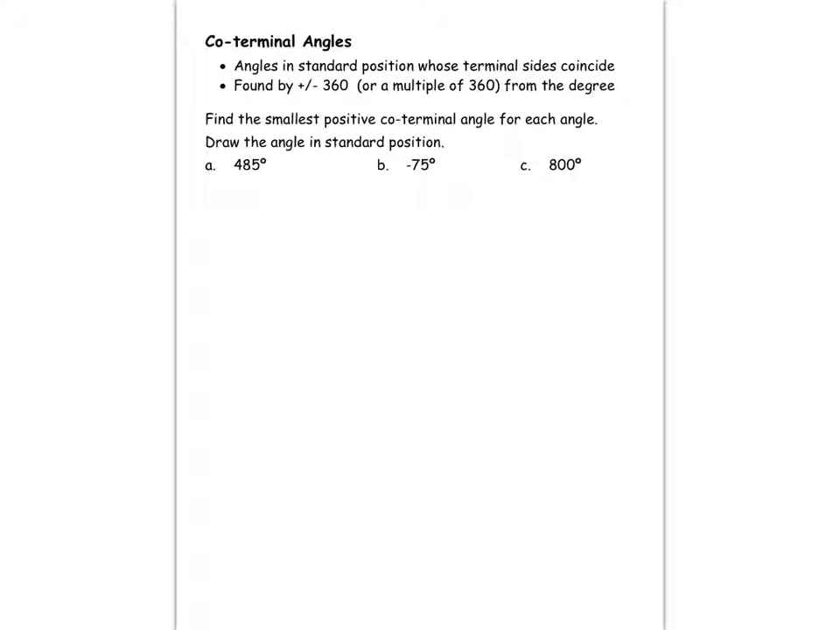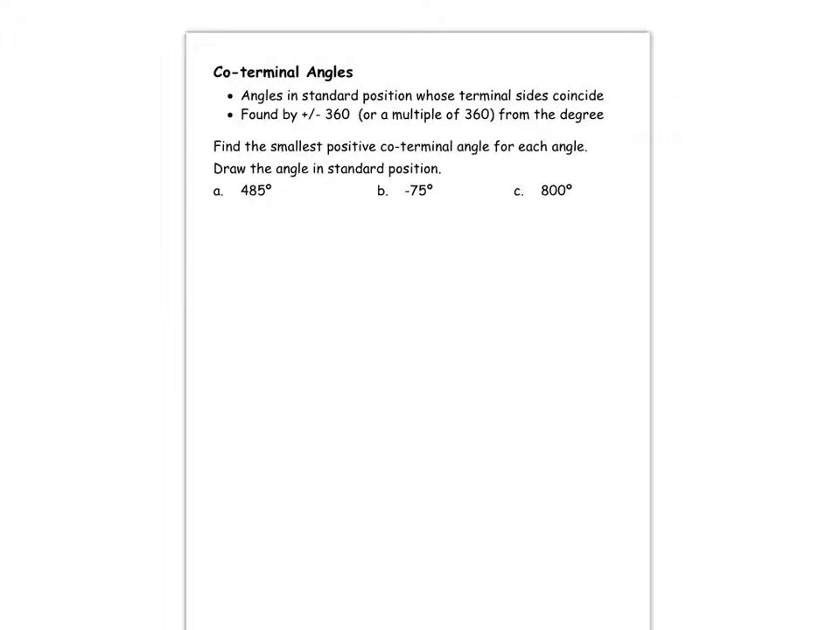Okay. Now, dealing with positive rotation and negative rotation makes us realize that there's more than one way to draw an angle that looks the same. And when that happens, we're dealing with something called coterminal angles. It's when angles are in standard position, but their terminal sides coincide, which is a fancy way of saying they end up in the same place.